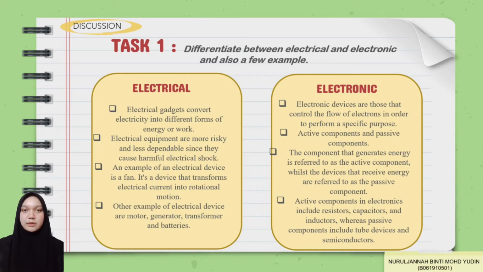Furthermore, electronics mean the study of electron behavior in the presence of electric field. Active components and passive components are the two main categories of electrical component. The component that generate energy is referred as active component, while the device that receive energy are referred as passive component. The electronics are made up of three major active components and two significant passive components.